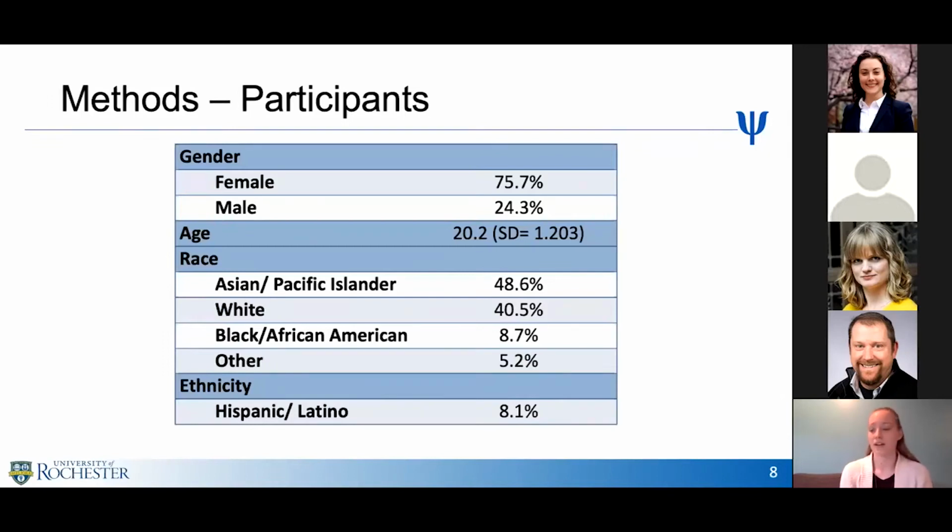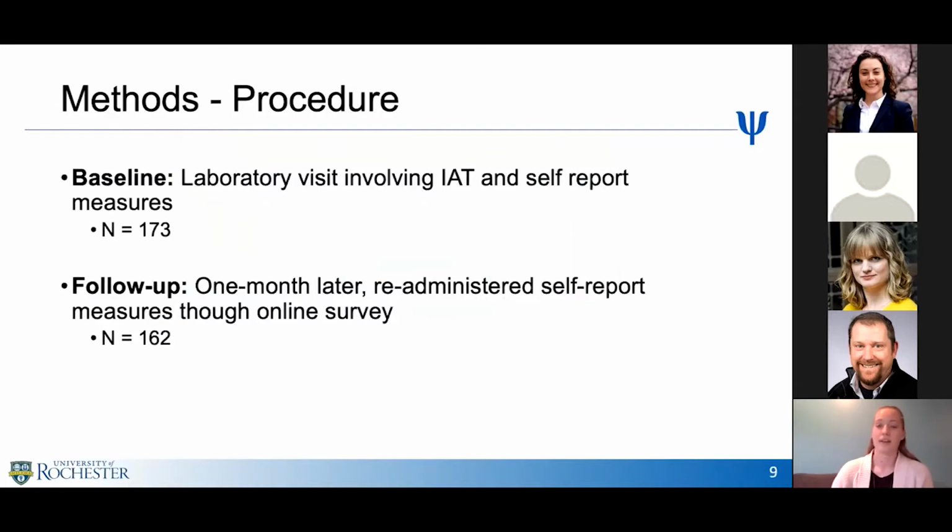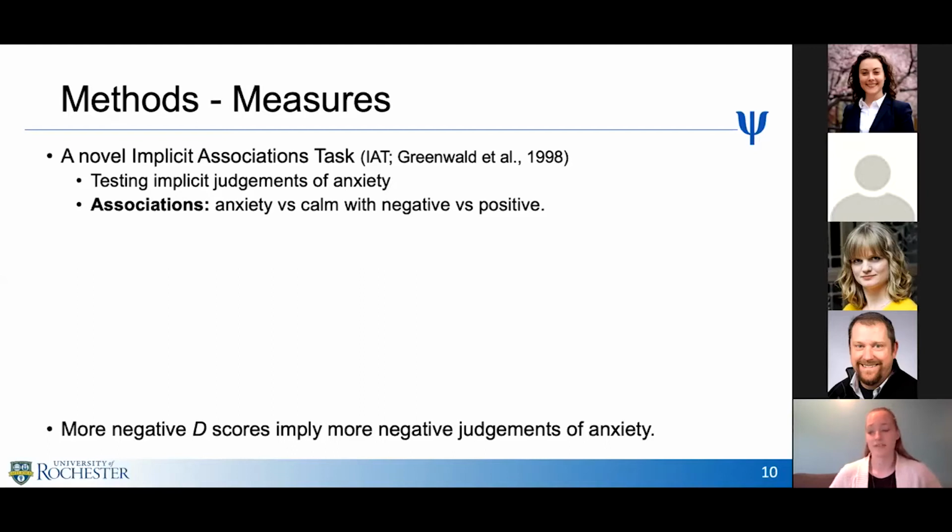So this slide outlines the participant demographics. Again, this is from the same project as Emma Cho, who spoke right before me. As you can see, the sample was predominantly female. The average age was about 20, and it was also predominantly Asian, Pacific Islander, and white. This study included a baseline and a follow-up. The baseline was a lab visit, which involved the IAT task and self-report measures. And the follow-up happened 1 month later, and it re-administered only the measures for depression and anxiety symptoms through an online survey. So this task utilized a novel version of the implicit associations task, which was previously developed in our lab using stimuli from other validated IATs.